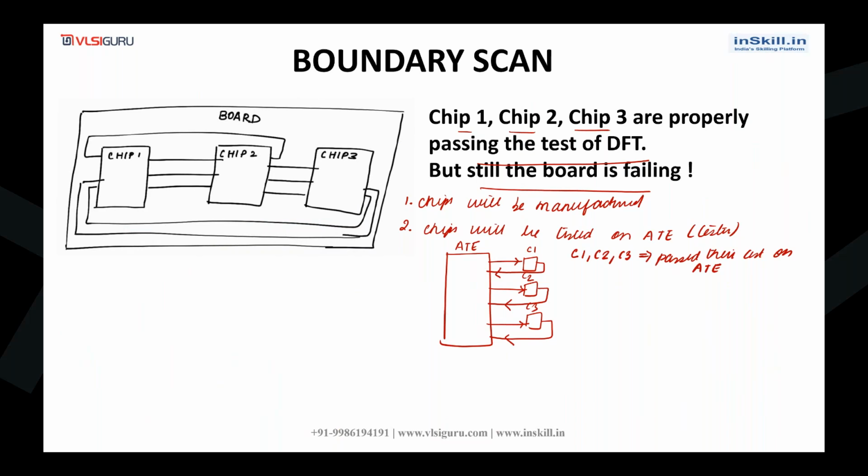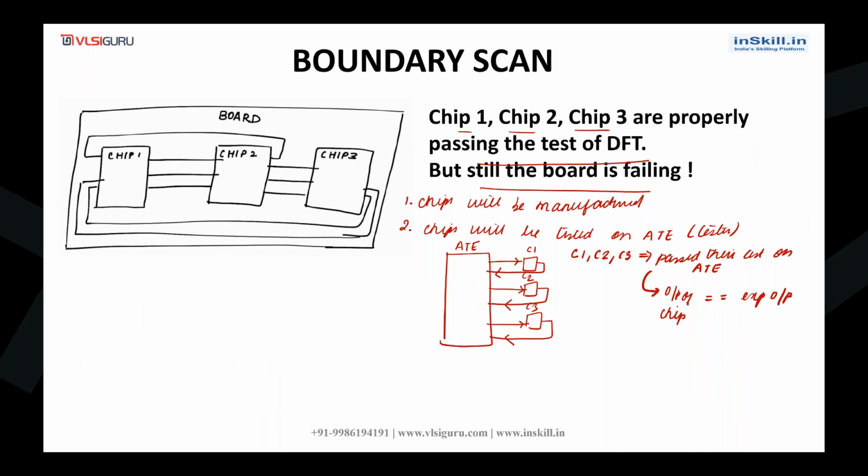So chip 1, chip 2, chip 3 have passed their test on the ATE, which means the output of the chip will be equal to the expected output, as we already discussed in the initial starting slides. Passing the test on the ATE means the output of the chip is equal to the expected output.